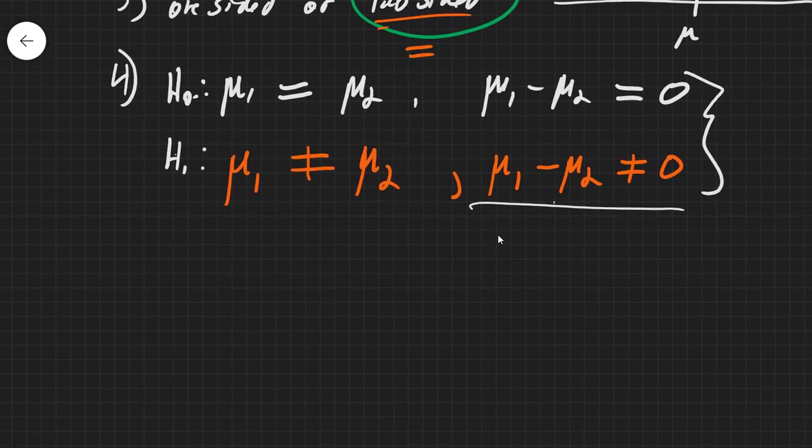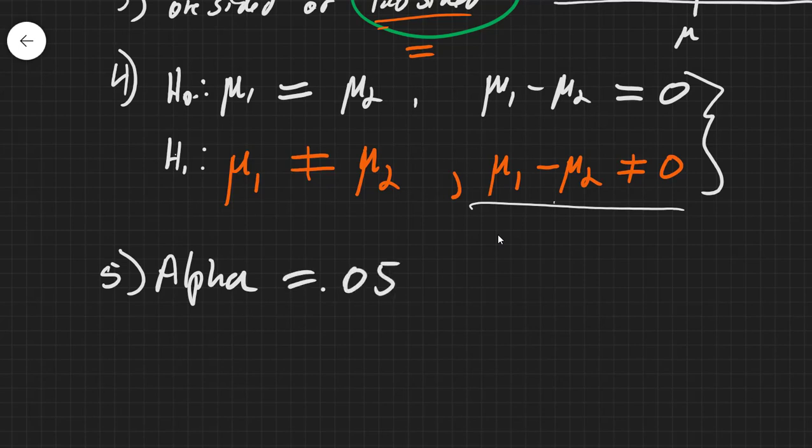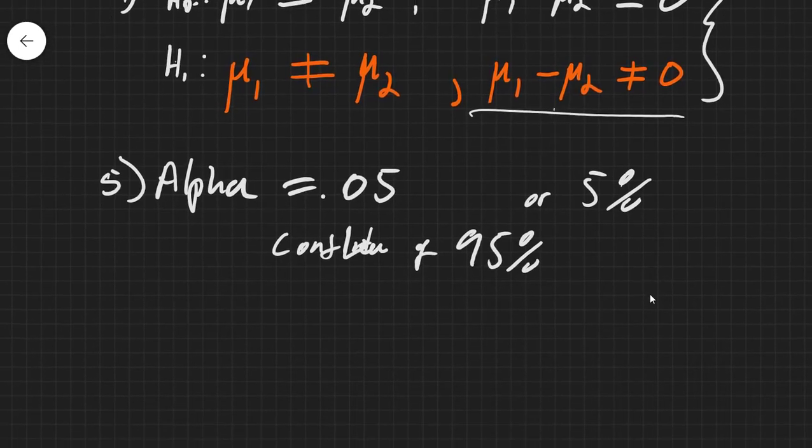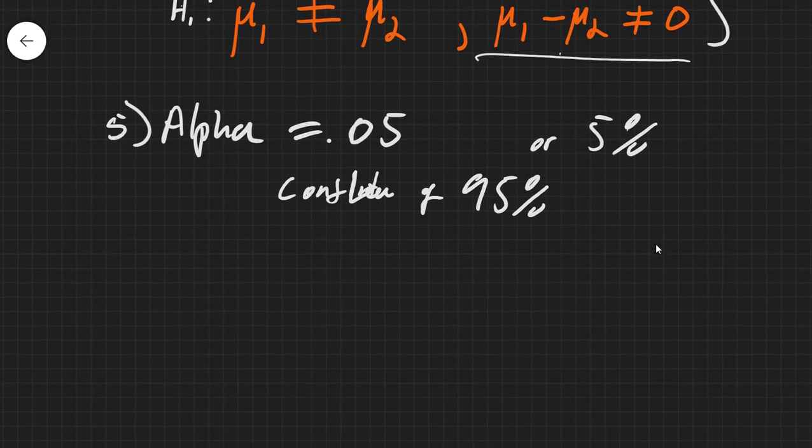Number 5, alpha. Alpha is given. I don't think I wrote it down in the problem above, but alpha is going to be 0.05 for this particular example, or 5%. You might also see this as a confidence interval or a confidence level of 95%. You might see that. It's the same thing. Alpha is equal to 1 minus the confidence level, so we're good there.